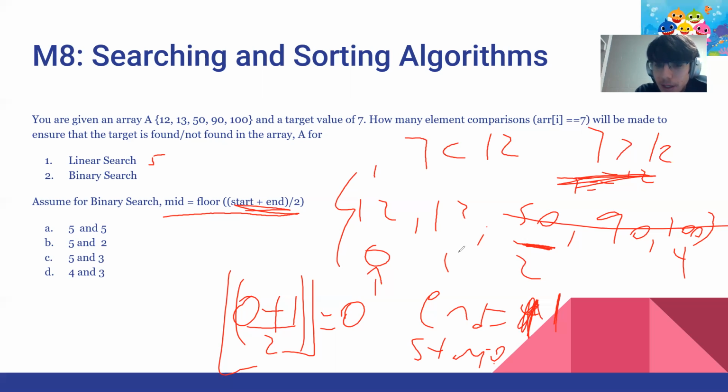So then we'd set our start to be our midpoint plus 1, right? But that's not the case, because 7 is not greater than 12. It's less than 12. So in this case, we have to set our end to our midpoint minus 1. Our midpoint is 0 right now, so 0 minus 1 is negative 1. Now our end is less than our start. Well, that's not possible. That must mean that 7 doesn't exist in the array. We figured that out after only 2 checks. So the answer is 5 and 2.